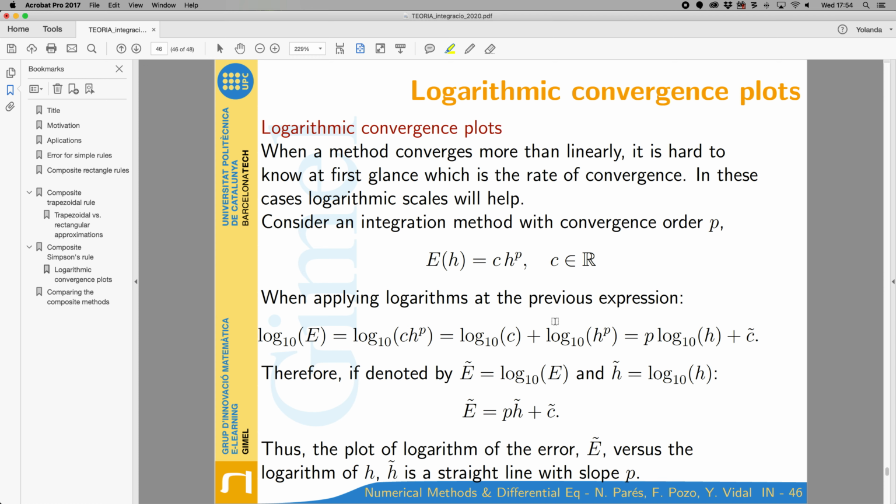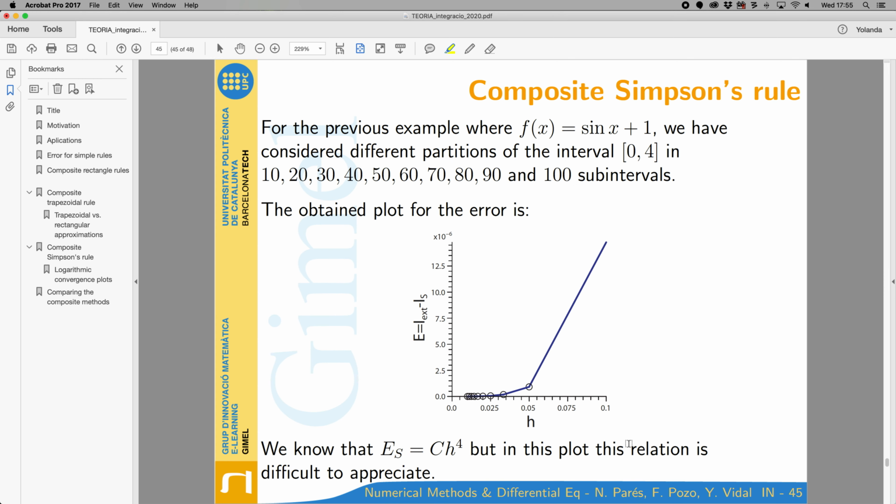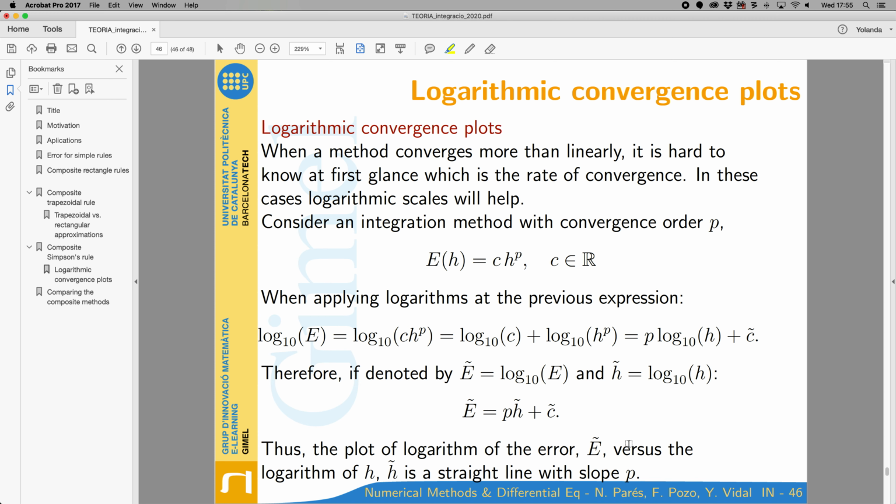Now, I would like first to show you this summary slide. We derived the formula to compute the Composite Simpson rule to approximate the integral, and we saw the error for the Composite Simpson rule. As you can see, rectangle rule is linear, trapezoidal rule is quadratic, and Simpson rule is fourth order. Now we will try to understand better this speed of convergence using the logarithmic convergence plot.